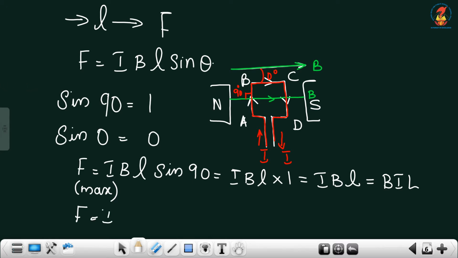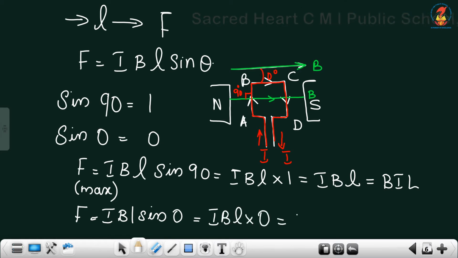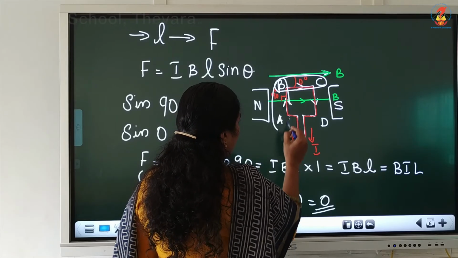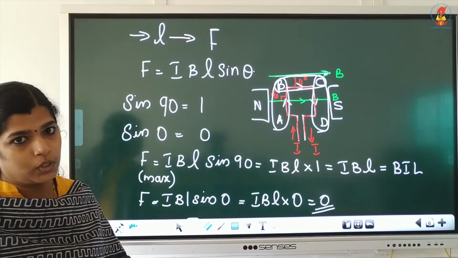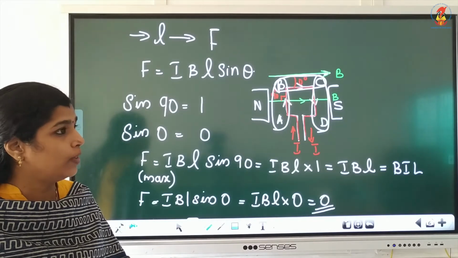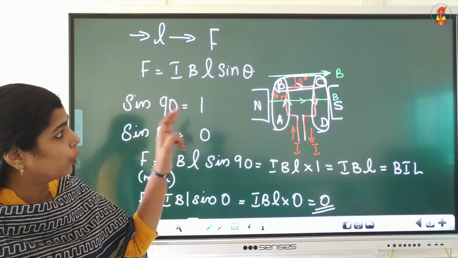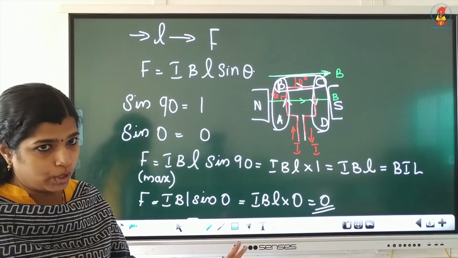So, F equal to I B L sine 0, that is equal to I B L into 0, that is equal to 0. Okay. So, this BC portion will not experience any force, only the AB and CD portions will experience force.